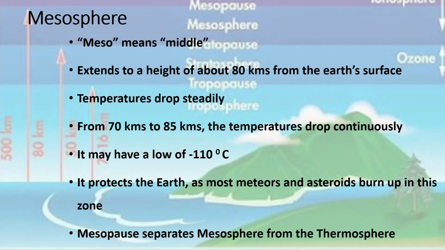This layer is important because it protects the Earth. The meteors and asteroids burn up in this zone and protect us. It does not allow us to be hit by the meteors and asteroids up to a great extent. The next layer that we have is the thermosphere, and the mesosphere is separated from the thermosphere by the imaginary layer called the mesopause.